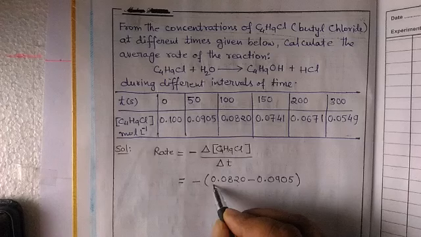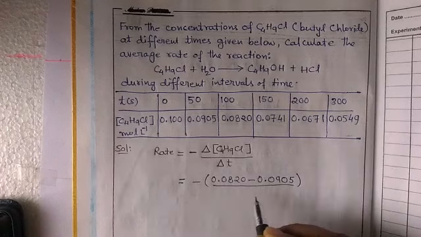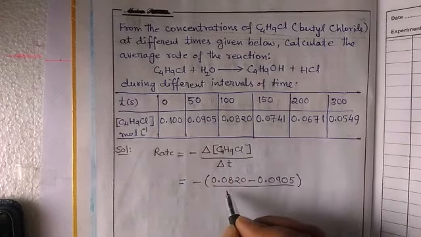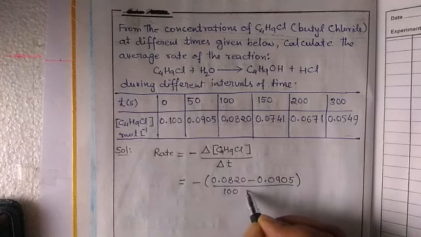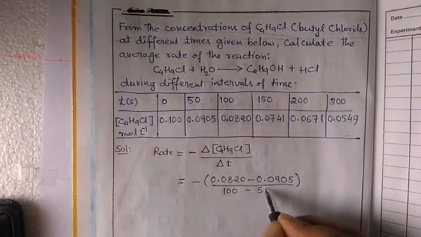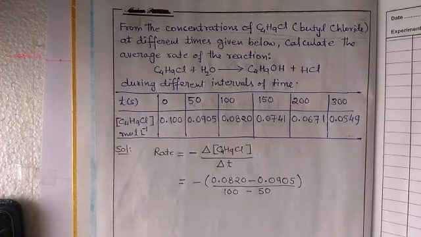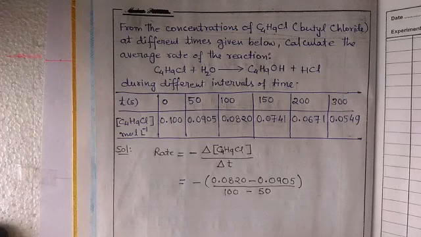So bracket close, and now it's time to take the value of time. Final time is 100 seconds, and it started from 50 seconds. This is the initial value we have with us. So this is how these values will be put together.